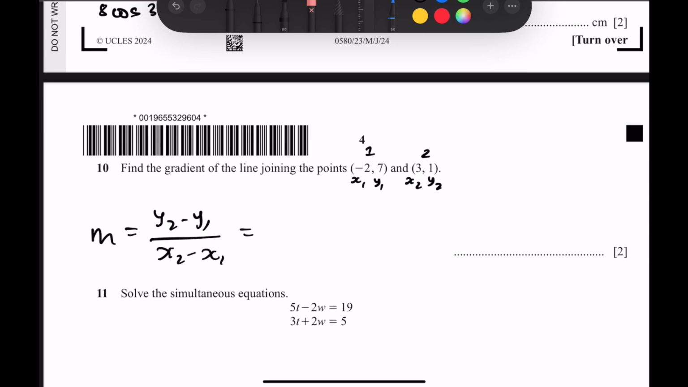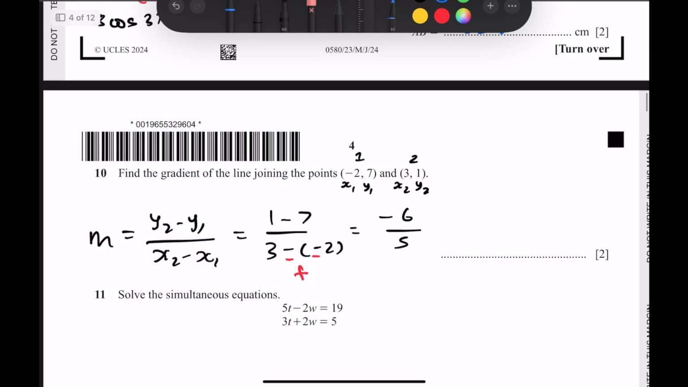This is equal to y2, which is 1, minus y1, which is 7, divided by x2, which is 3, minus x1, which is minus 2. This means that the answer is equal to minus 6 divided by positive 5, since 3 minus minus 2 is equal to 3 plus 2, since two minuses make a positive. And minus 6 by 5 is your final answer.